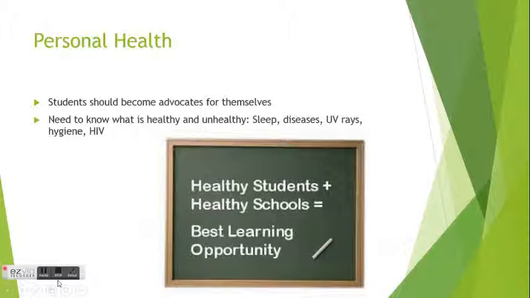They should be able to say, no, this isn't going to help me, or this is going to hurt me, if they're in a negative situation. They need to know the difference between what's healthy and what's unhealthy, not just with food, but with sleep, diseases, UV rays, hygiene, as well as sexually transmitted diseases. UV rays can be like even tanning too much, which a lot of older students do now, and can be hurtful to a child's well-being. So children need to learn to say no.